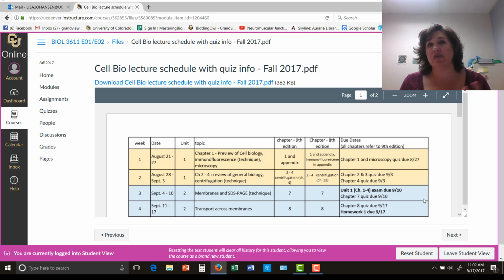So about two-thirds of the questions on a unit exam are going to be more concept-based, so they're going to push you to think versus just, does actin do this or intermediate filaments.